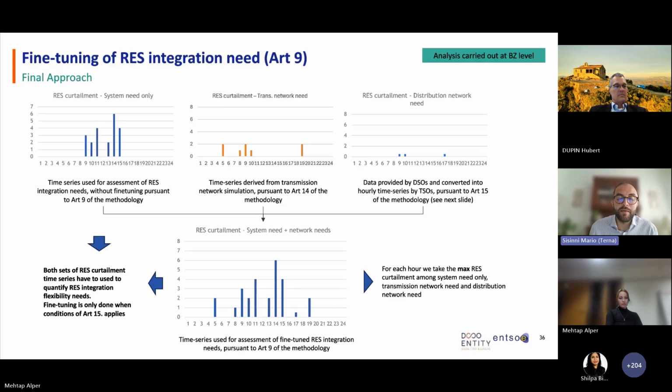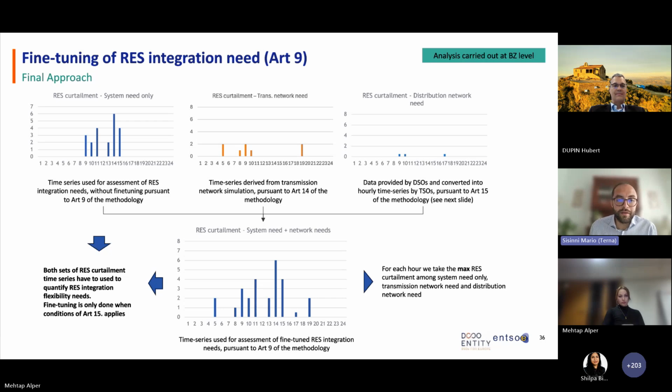We take the maximum and we quantify system needs based on this aggregated, or merged, time series of REST curtailment. So this is the approach that allows us, in one sense, to avoid any underestimation of the needs, because we take into account correctly the transmission and distribution network level as well, but at the same time avoid any double counting.